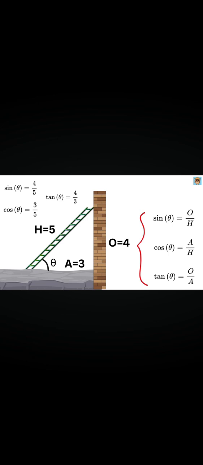That was simply amazing! Now here's one more interesting fact. Let us divide the sine of theta by the cos of theta. Substitute this sine and cos here. We get O over H divided by A over H, which gives us O over A. Oh, look! This is equal to tangent of theta. So we have sine theta over cos theta equals tan of theta.